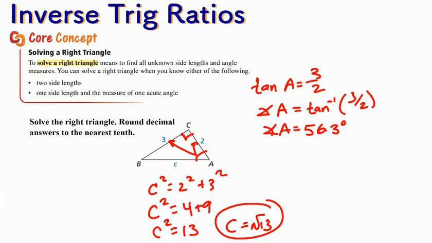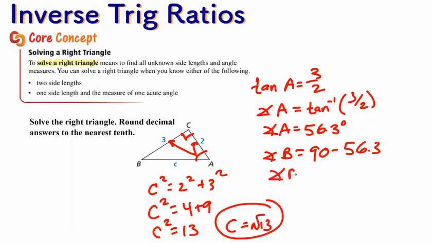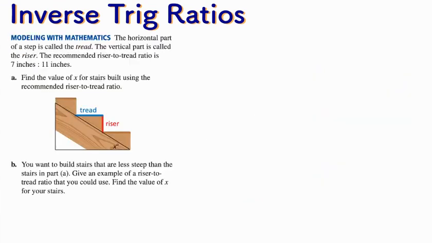And because there's a 90-degree angle, we know that angle B will be 90 minus 56.3, which is 33.7 degrees. So we used a combination of inverse trig, 180 degrees in a triangle, and the Pythagorean theorem to solve for the three unknown parts of a triangle.